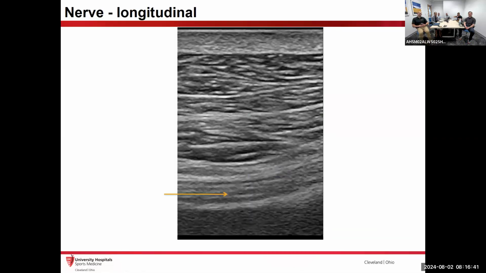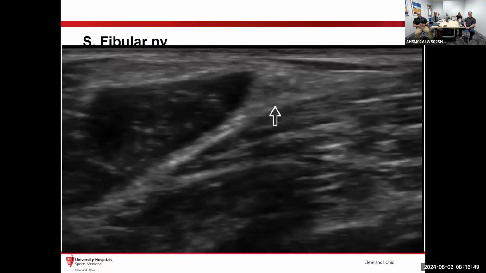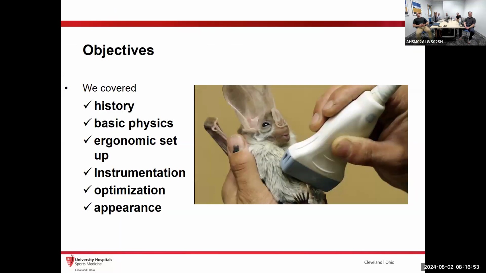The problem is that the nerve in longitudinal axis, you can see, looks pretty similar to a tendon, right? So you got to be careful, and that's why you want to look at it in two axes. It's a little blurry, but you want to look at it in two axes.